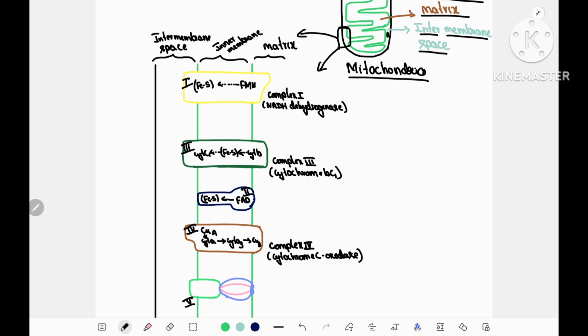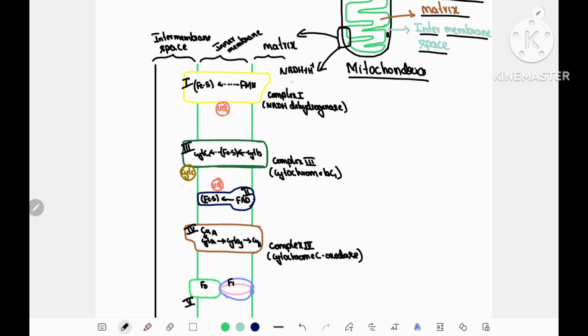And lastly, complex 5. It's otherwise called F0 F1 particle. Later we shall understand what is the function of F0 and F1. And before going to the details, we should know one more thing. Between complex 1 and complex 3, there is a free electron transporter called ubiquinone, and another molecule of ubiquinone is also present between complex 3 and complex 2. And complex 3 is associated with a mobile electron transporter called cytochrome c.